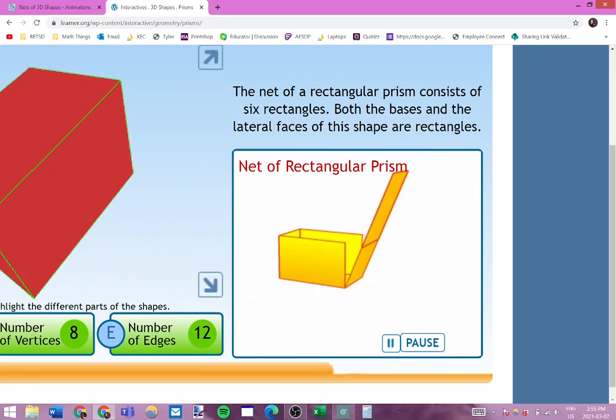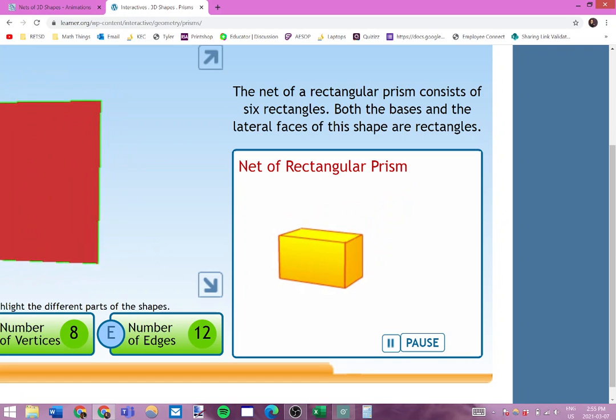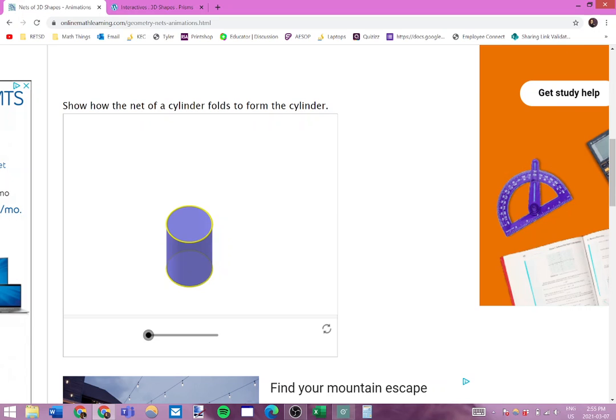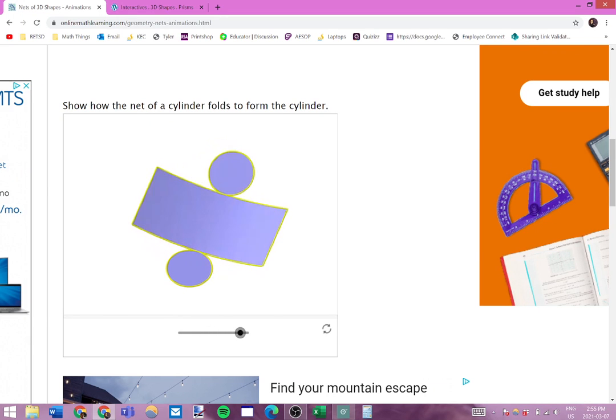So that's what a rectangular prism would look like if you opened up the net of it. And then over here is what a cylinder would look like if we opened up the net of that. So here, let me just open it like this and so on. So it has two circles and then one big rectangle, and that makes the cylinder.